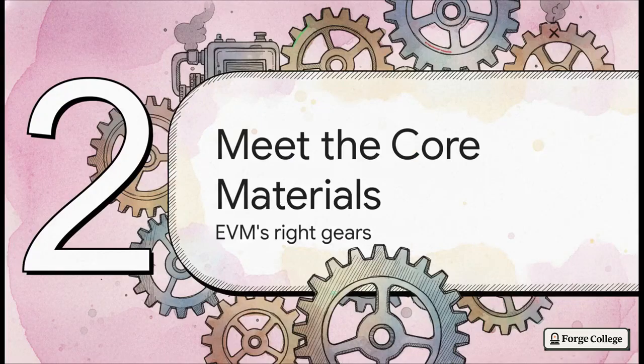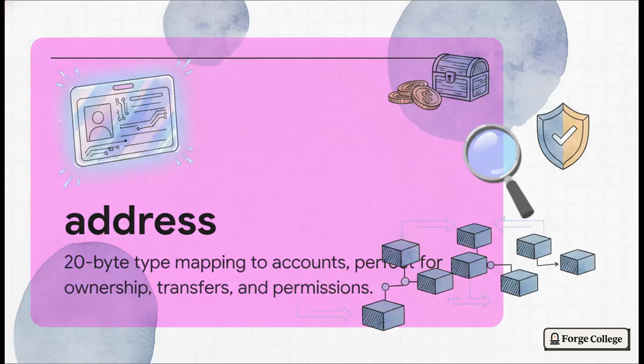Moving on to section 2, meet the core materials. This is all about picking the right gears for the EVM. First up in our engineering toolkit is the address type. Think of address as the essential ID badge for your contract. It's a 20-byte value mapping directly to Ethereum accounts.